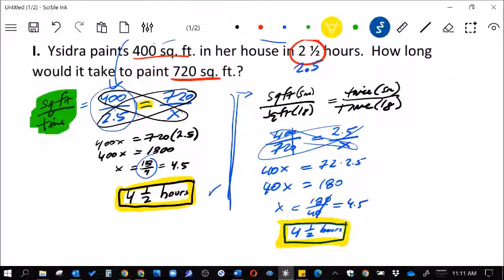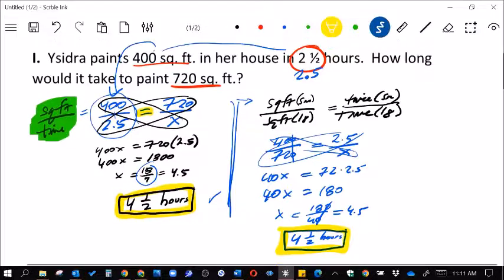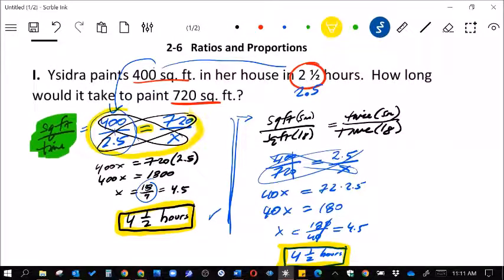All right, now let's think about what this means. We get the same thing. What happened here is in this equation, we set up square feet over time, but we were careful to keep them in the same pair. These are the smallers, these are the larger ones. There has to be that consistency where things match correctly.